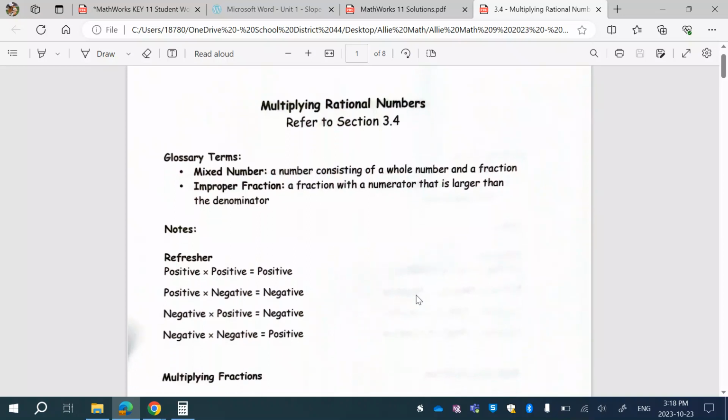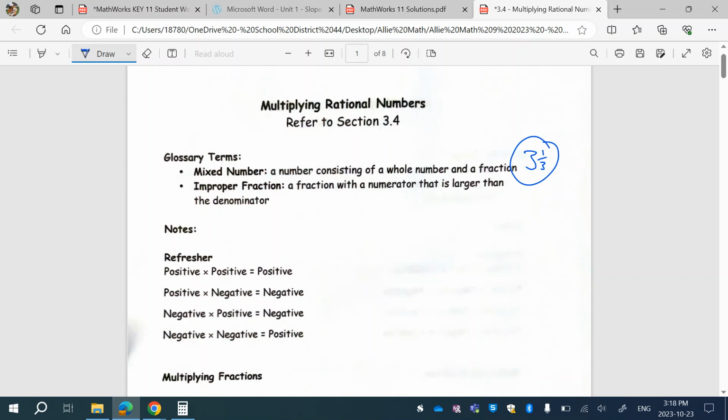So before some glossary terms, a mixed number is a number consisting of a whole number and a fraction. Let me draw one for you. So 3, that's our whole number, and 1/3, that would be our fraction. This is called a mixed number.